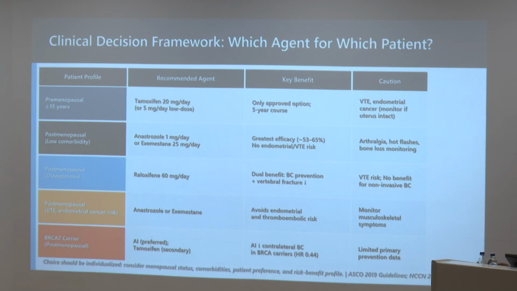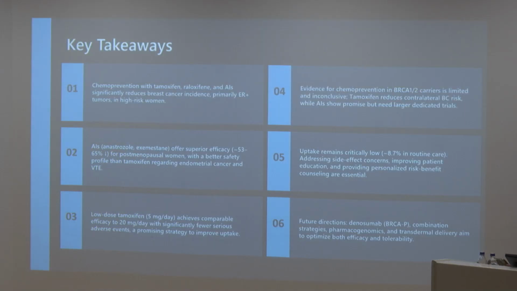For those with a risk of venous thromboembolism and endometrial cancer, start with anastrozole or exemestane. And for the BRCA2 carriers, because we don't know whether there's any effect for the BRCA1 carriers, and this is understandable because we know that with the BRCA1 mutation you see more triple-negative or hormone-negative cancers, but BRCA2 carriers have more hormone-positive cancers. And here, you can start with an AI or, secondly, tamoxifen.